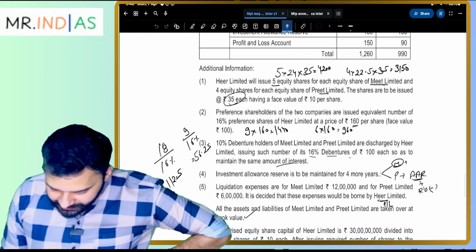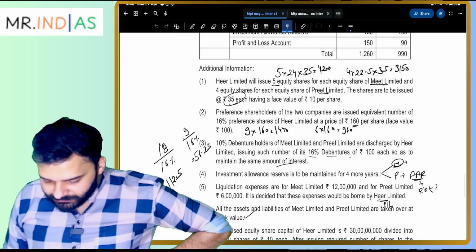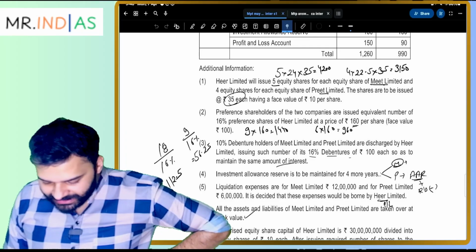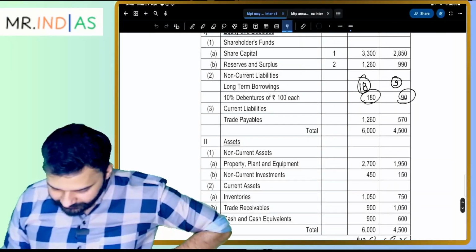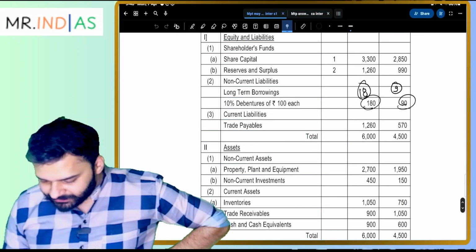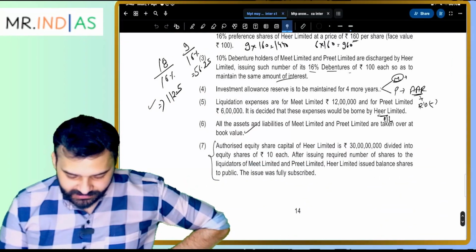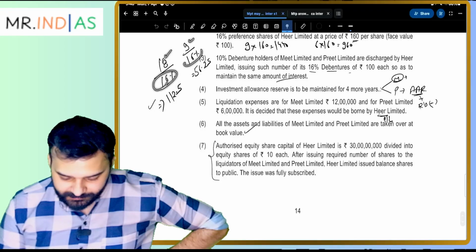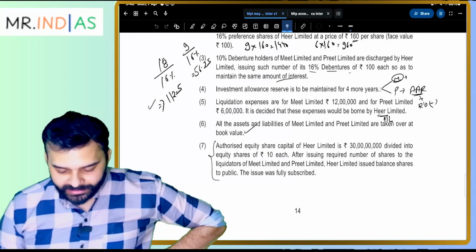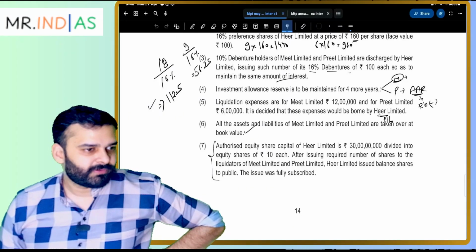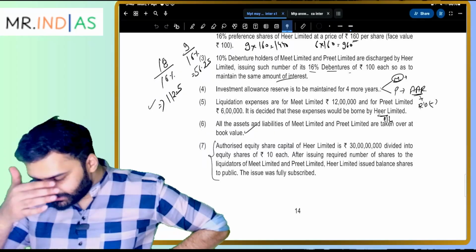For debentures, 10% debenture holders of Meet Limited and Preet Limited are discharged by Heat Limited, issuing such number of its 16% debentures of 100 each so as to maintain the same amount of interest. The interest that debentures are currently enjoying is 10%. So 18 and 9, and you're going to issue 16%. This 18 should be equivalent to 16, this 9 should be equivalent to 16. Then how much amount of debenture you have to issue? It's 112.5 and 56.25.